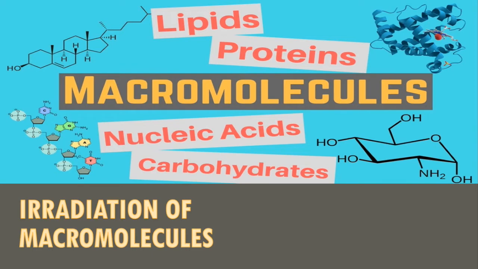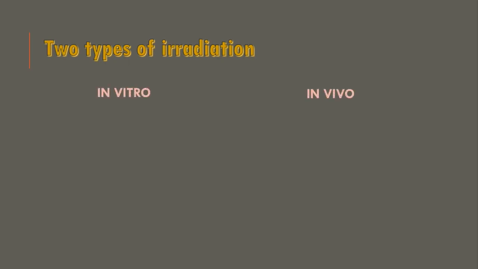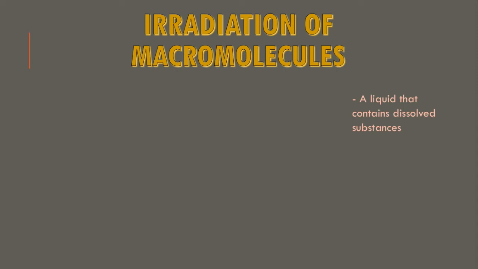Irradiation of macromolecules. So we have several types of macromolecules. For example, we have lipids, we have proteins, nucleic acids, carbohydrates, and of course we have water, which is the most abundant one. There are two types of irradiation that can occur. We have in vitro and we also have in vivo. In vitro occurs outside the body or outside the cell, while in vivo occurs within the living body or within the living cell.